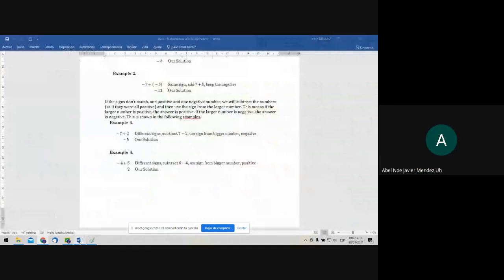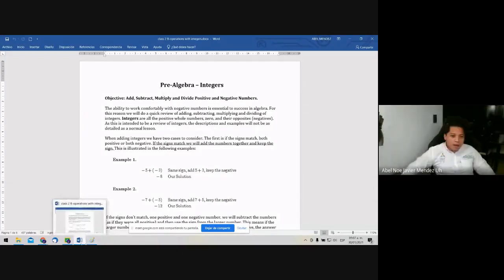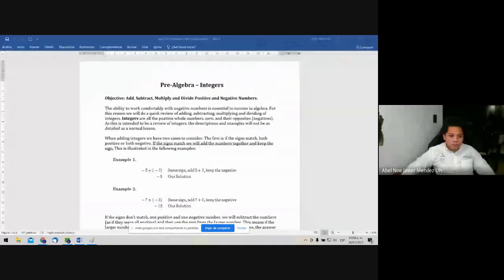Okay, classification, the first part, and operations with integers. Operations with integers, and we can see the number line if we need it. Okay, let's continue with operations with integers, but before I start with this topic, I want to show you algebra.